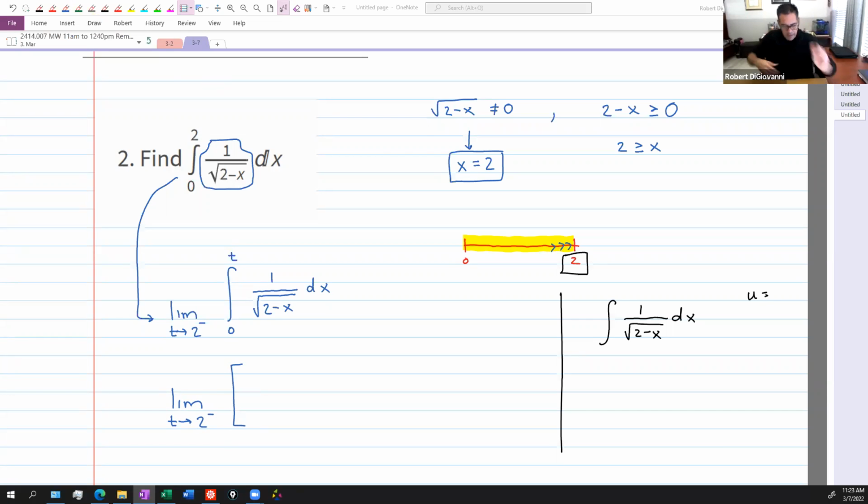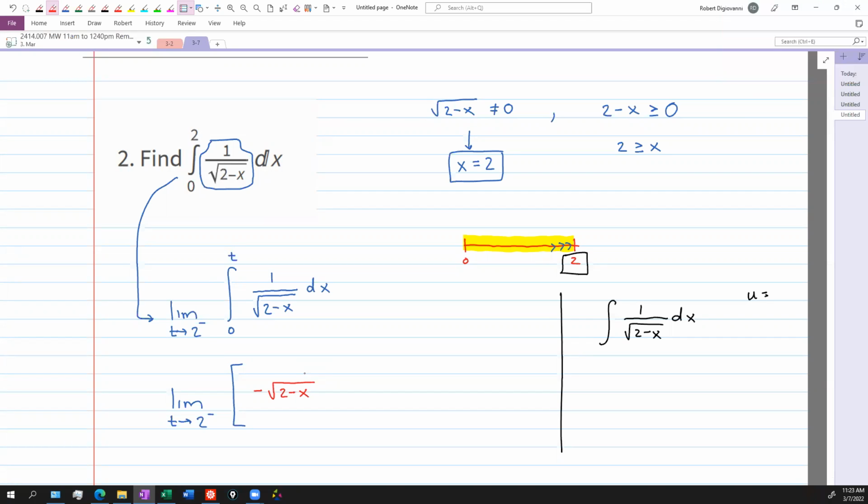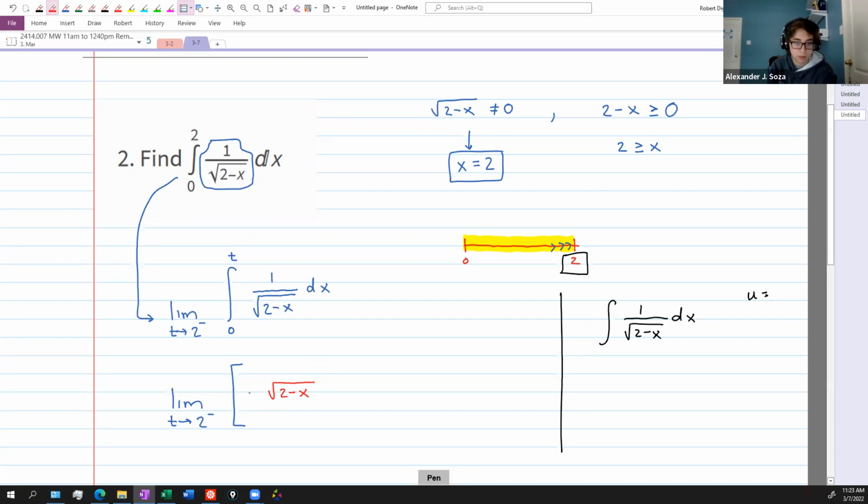Okay. Who has the antiderivative for us here? I think, is it negative square root of 2 minus x? Let's see. There's a negative. Someone say something. Is that right? I don't think there's a negative. No, there's a negative. It's missing a 2. Needs to be negative 2 square root of 2 minus x.